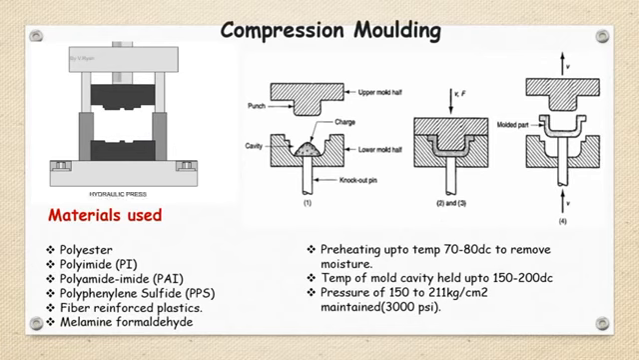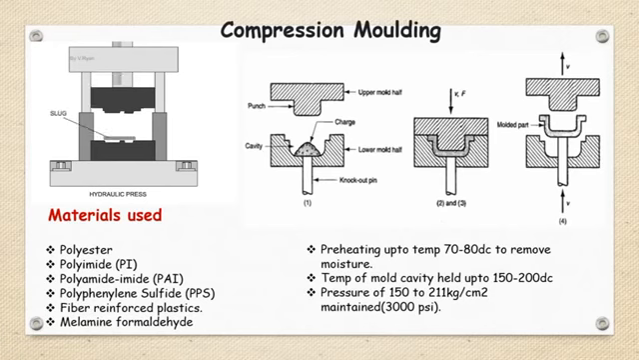The temperature of the mold cavity is held at 150 to 200 degrees Celsius. The pressure applied is nearly 150 to 211 kg per centimeter square, depending on the size of the component. Now these components prepared by compression molding are a little bit larger in thickness. Complex geometries you cannot prepare through compression molding. Again you are applying some amount of heat as well as a high amount of pressure in this compression molding.